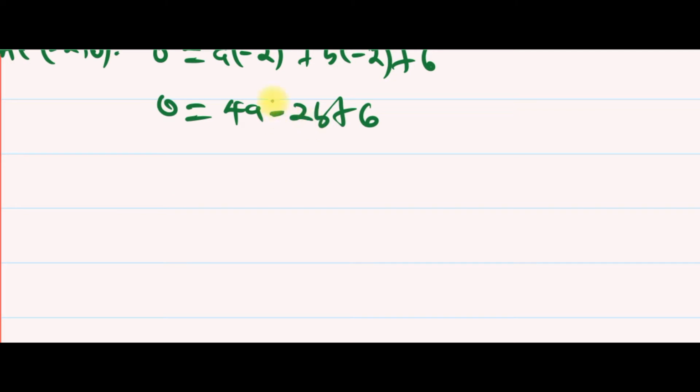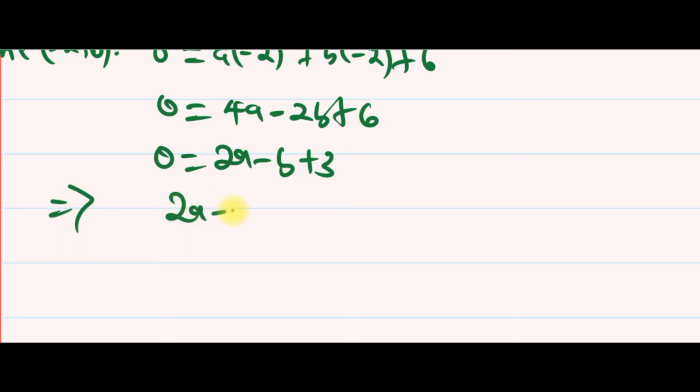Dividing both sides by 2, we have 0 equals 2a minus b plus 3. So I divided each side by 2, which implies that 2a minus b equals minus 3. So that's our equation 1. I just moved plus 3 to the other side to be minus 3. So that's the first one.